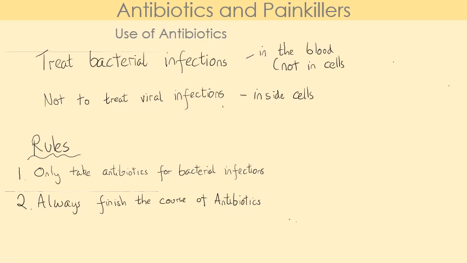The reason for these rules is to prevent antibiotic resistance. Now, antibiotic resistance is where bacteria are no longer killed by or destroyed by the antibiotics. This is because they have mutated. Because bacteria mutate at a high rate, they can very easily become resistant to antibiotics.